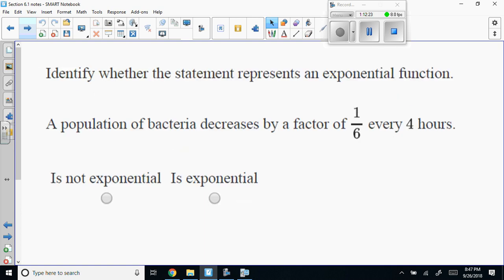Now, identify whether the statement represents an exponential function. A population of bacteria decreases by a factor of 1/6 every 4 hours. Is that an exponential or not? Does that sound like an exponential?